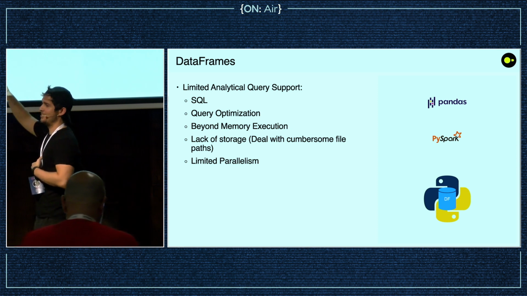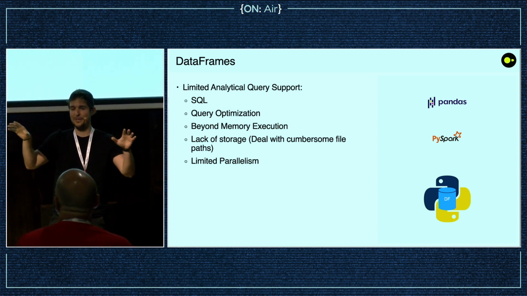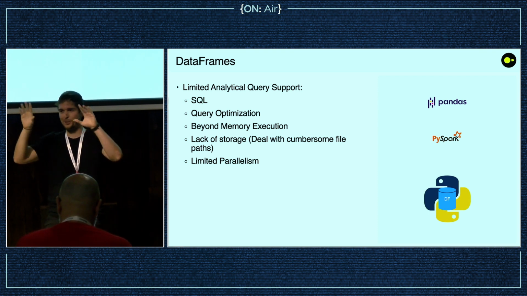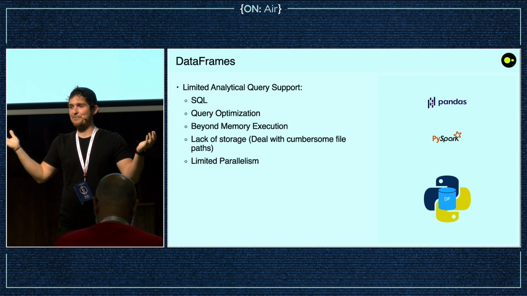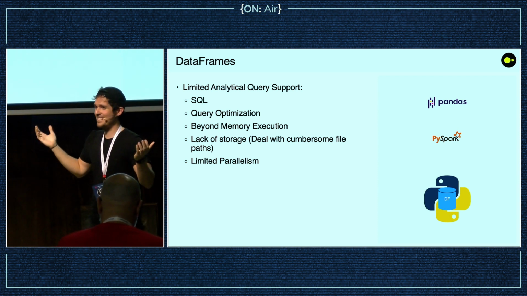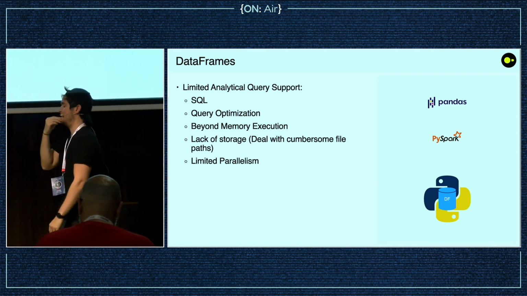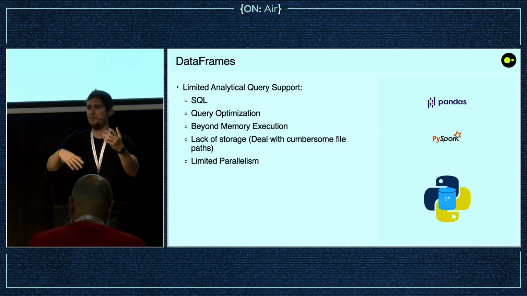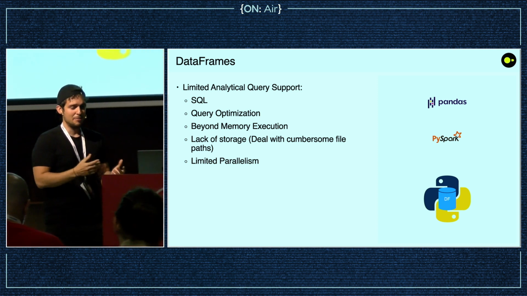Beyond memory execution: if anyone here tried to use Pandas on data that doesn't fit in memory, the whole machine goes to fire, right? It just crashes. I think no one likes to see their Python application crashing, right? It kind of feels bad. They have a lack of storage, so you're limited to just handling your CSV, Parquet files, and whatnot. You're not going to do anything smart about it because you can't.